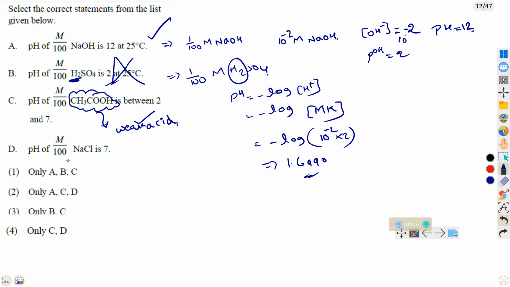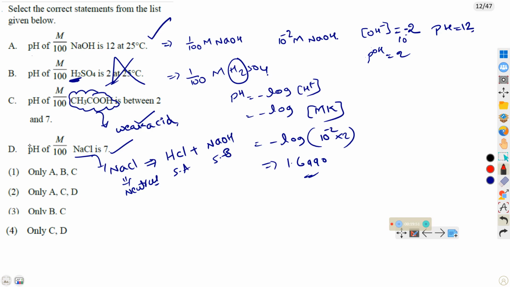pH of M by 100 molar NaCl is 7. This is also correct because NaCl is a salt of HCl and NaOH. Strong acid and strong base combine to give NaCl. This is a neutral salt. Neutral salt's pH value is equal to 7.